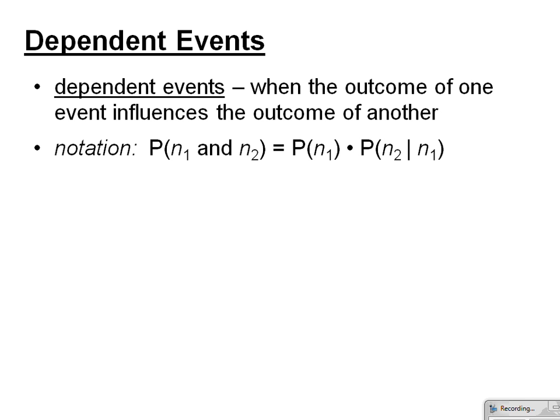For example, in order to calculate dependent events, we have to change the actual probability slightly. And that probability, we also have to change the notation. Here's what the notation looks like.